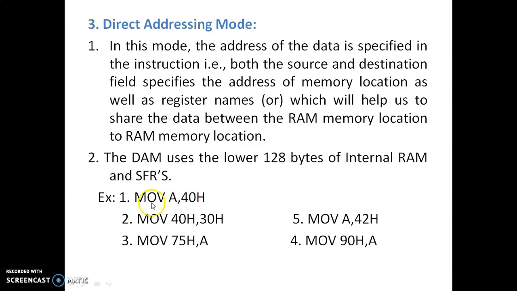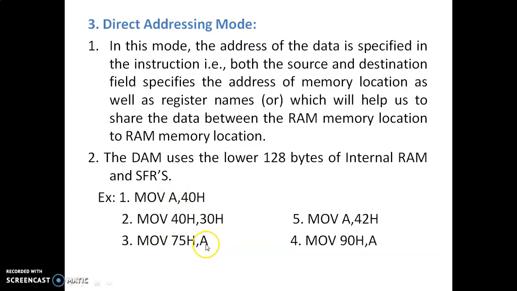So this line, MOV A, 40H, means the content which is there in the address location 40H will be transferred to the A register. Now what does MOV 40H, 30H mean? The content which is there in the 30H address location will be transferred to the 40H address location. What about the third example? The content which is there in the A register will be transferred to the address location 75H. It is not going to delete the data from A; we just have another copy in the destination field.